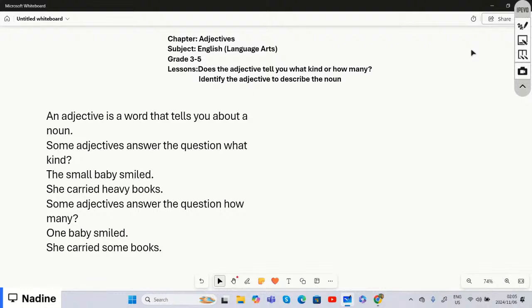All right. So when it comes to adjectives, an adjective is a word that tells you about a noun. It describes a noun. It tells us about the noun. It modifies a noun. So that is an adjective.